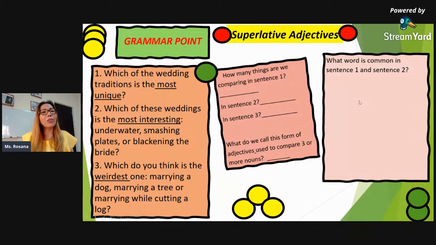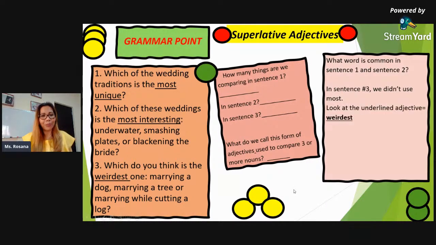Okay. Now, what word is common in sentences 1 and 2? You say the most unique, the most interesting. What is the common word? The same word there is most. You say most unique, most interesting. All right? Now, in sentence 3, we didn't use most. What did we use? We used the adjective weirdest. Why didn't we use most here?